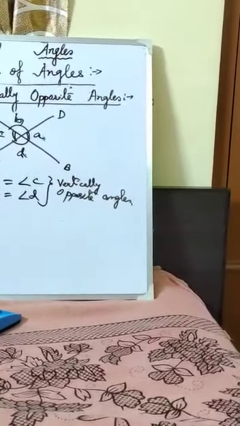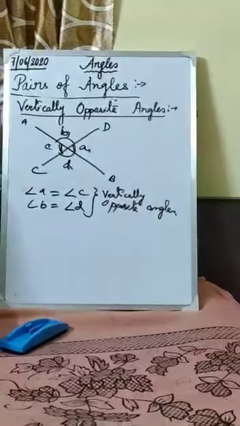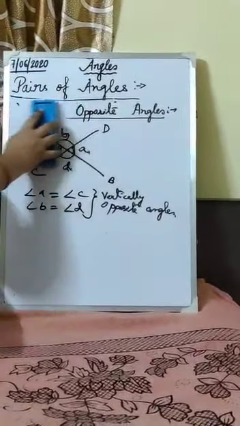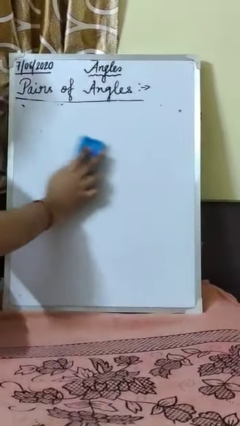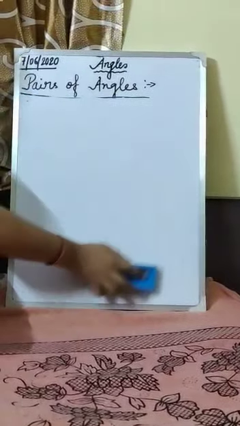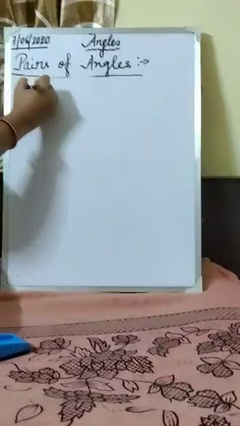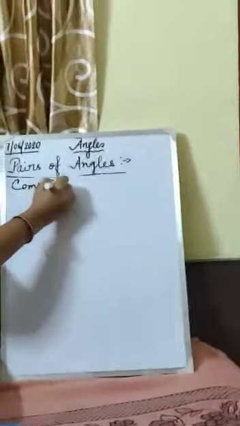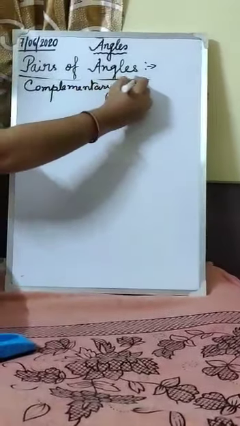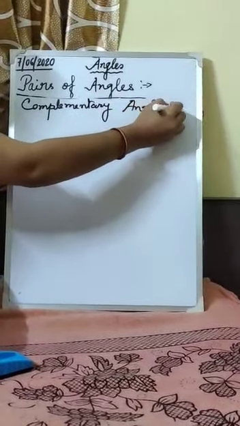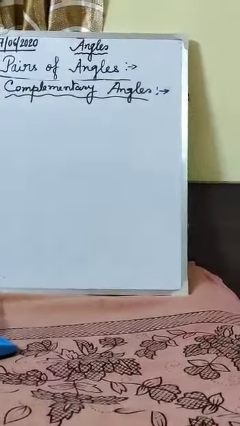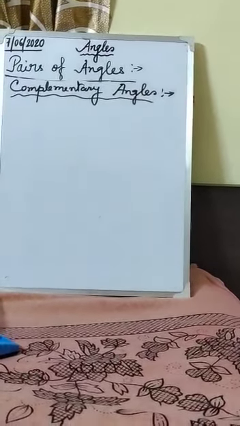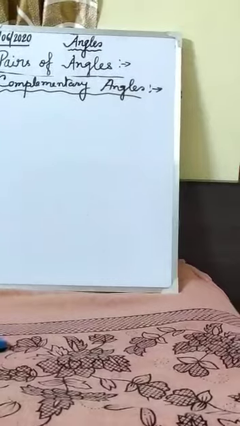Now, next is complementary angles. Right? What is that? Two angles are called complementary angles if their sum is 90 degree.